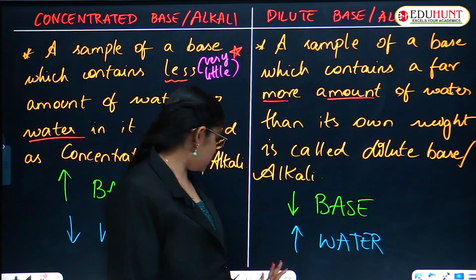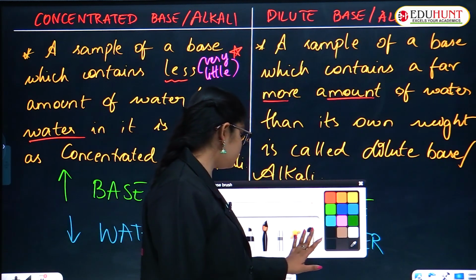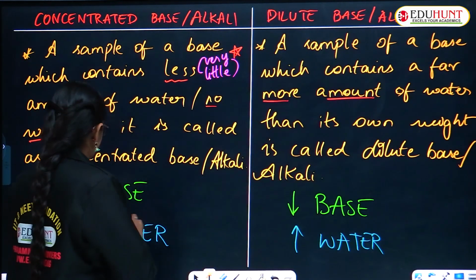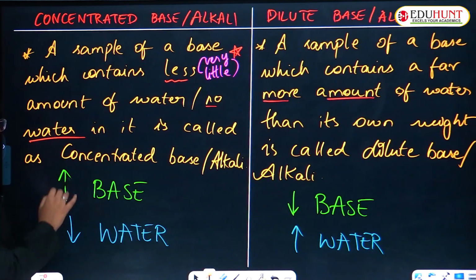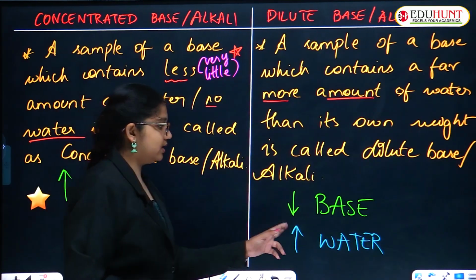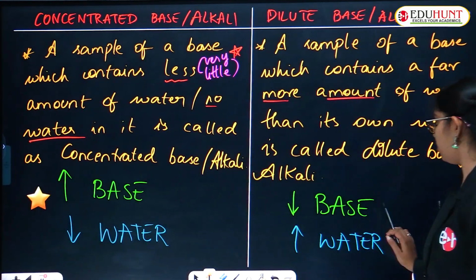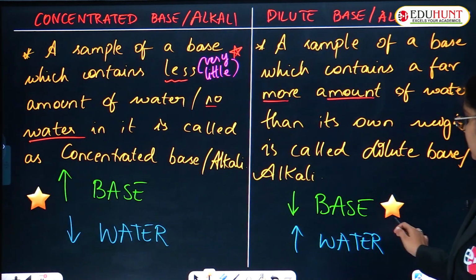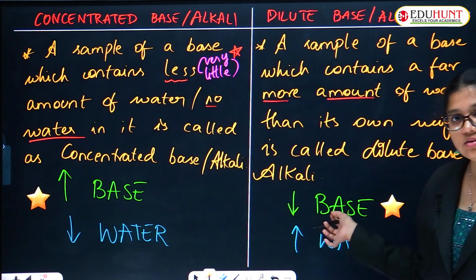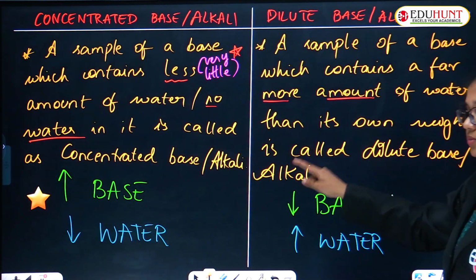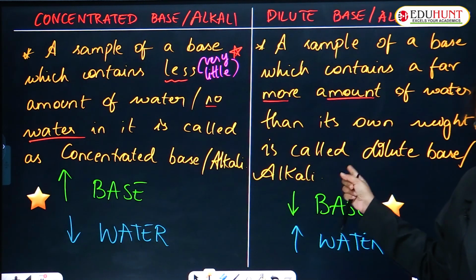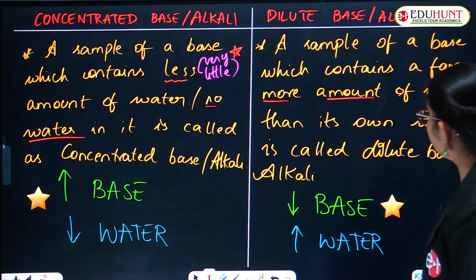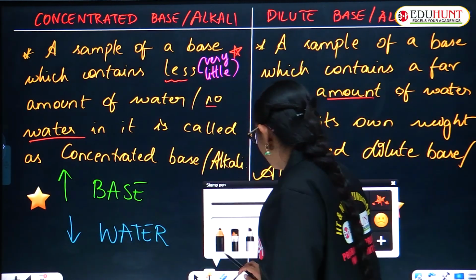Okay, so this is very important regarding the definition and the representation like this, children. In the concentrated base we have more amount of base with less amount of water, and here less amount of base with more amount of water. Okay, this is the easy way of remembering concentrated and dilute bases. Here we have one more important point to be noted.